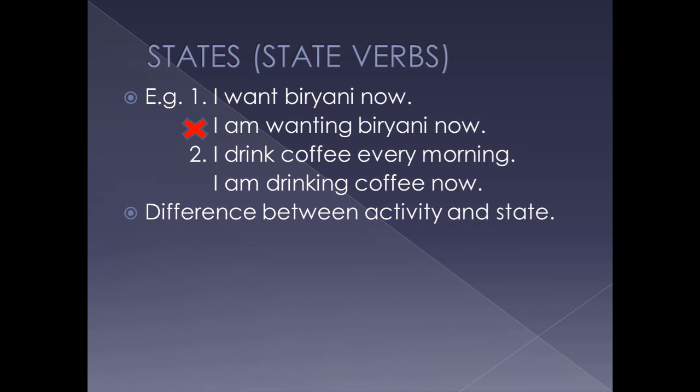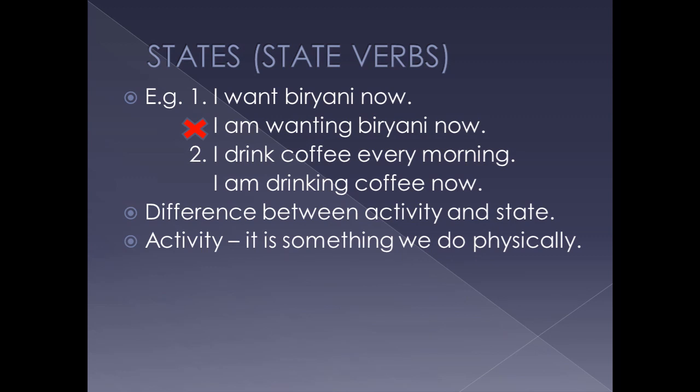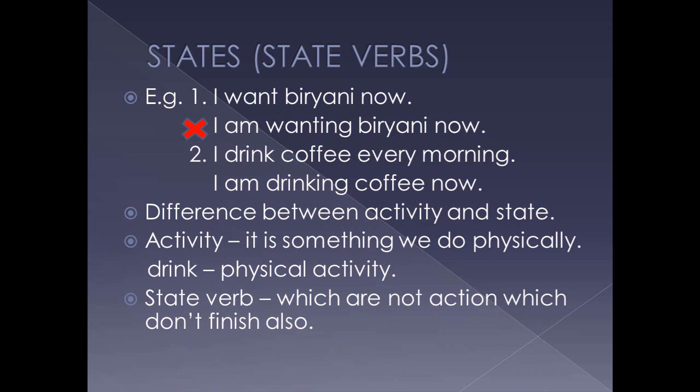See, it is something we do physically, or a physical action, that is known as activity. See the second example, drink. Drink is a physical activity. At the same time, want is a state verb. They don't happen continuously and they don't finish also. So, if an action doesn't happen continuously and doesn't finish, that is known as a state verb.